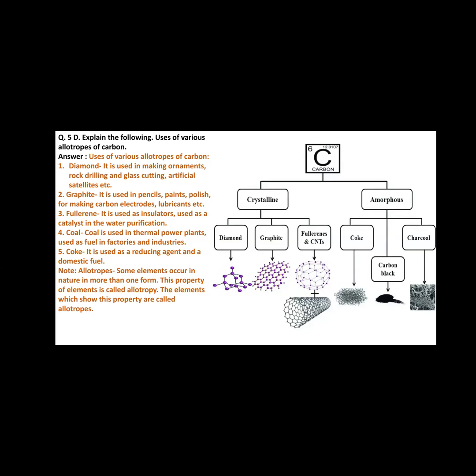Here, in the figure beside, the classification of carbon is shown, in which carbon is classified into crystalline and amorphous. In crystalline, there are three examples: diamond, graphite, and fullerenes. But in amorphous or non-crystalline form, it is coke, carbon, charcoal, etc.